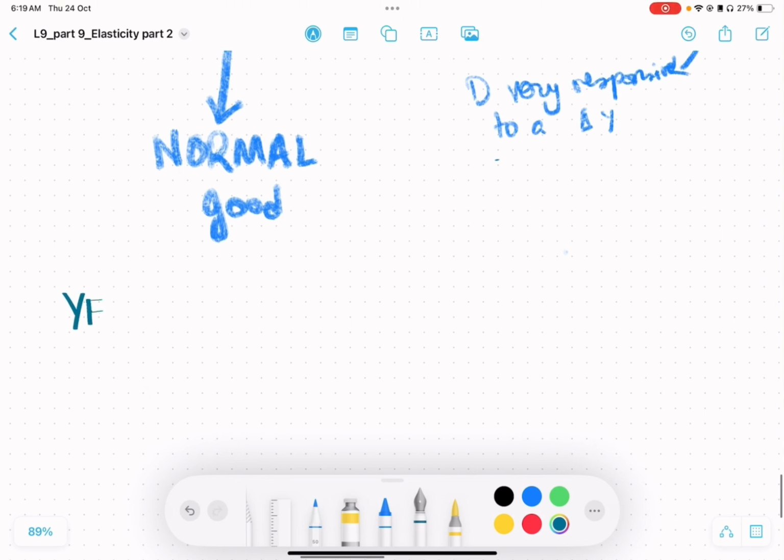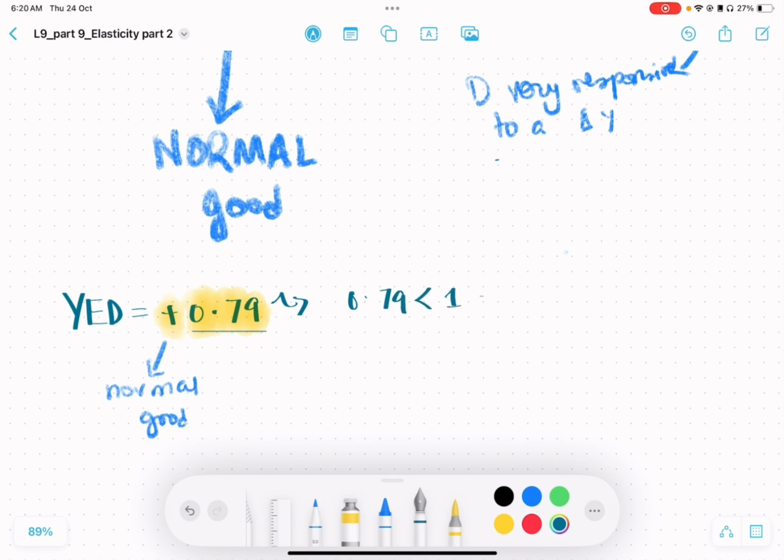Let's say your income elasticity of demand, you calculate it to be plus 0.79. Okay, so as we've already seen, this plus sign tells me that we are dealing with a normal good, right? And this number, 0.79, it is less than 1, right?